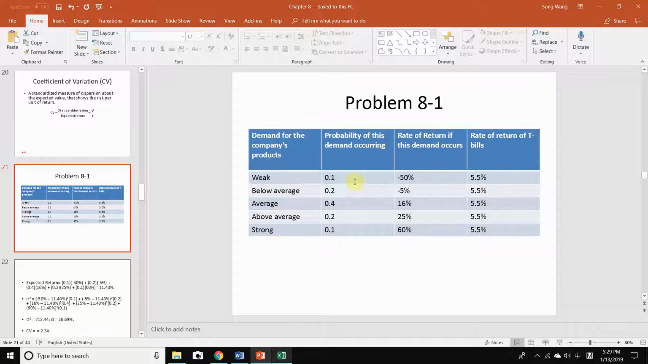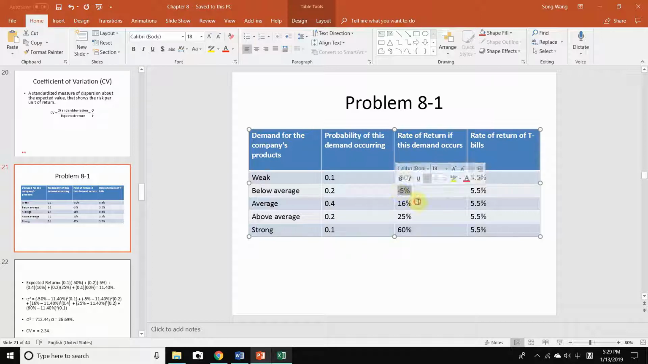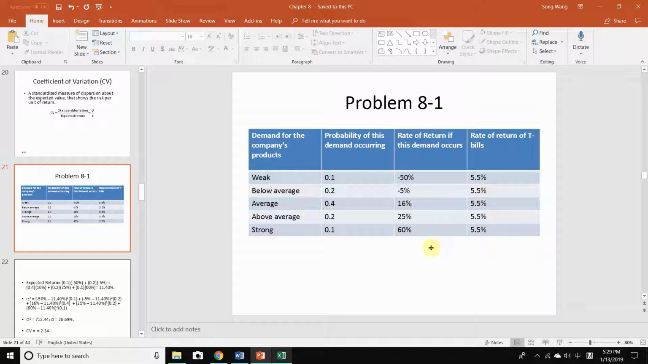All right, and for this problem in your textbook, you have 5 different probabilities and 5 different scenarios. Okay, so for the weak economy, you have a 10% probability. For the below average, 20%. For average, 40%, and so on and so forth. And when you add all the probabilities together, you're going to get 100%, or just 1. All right, and under each scenario, you would come up with a certain return. So you have 5 returns for 5 scenarios. So that's for the stock. And for the T-bills, it always stays at 5.5%.